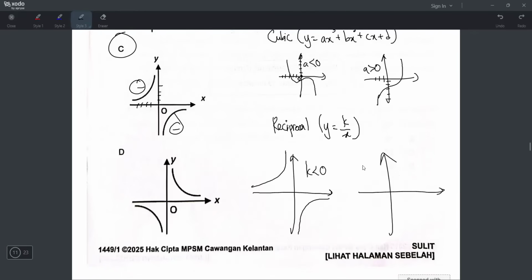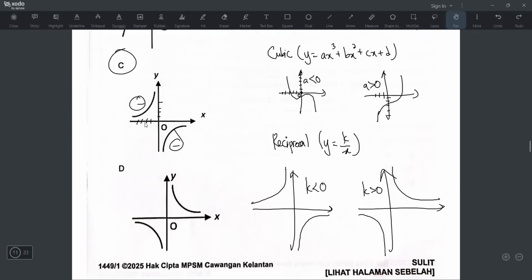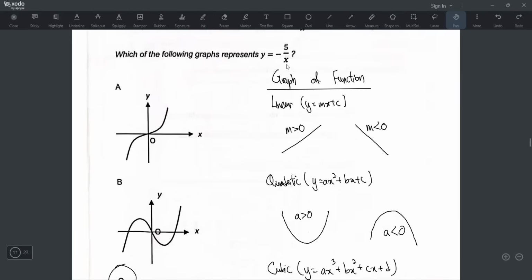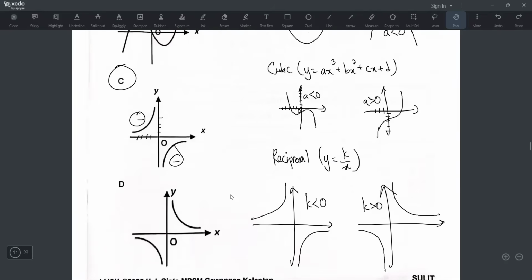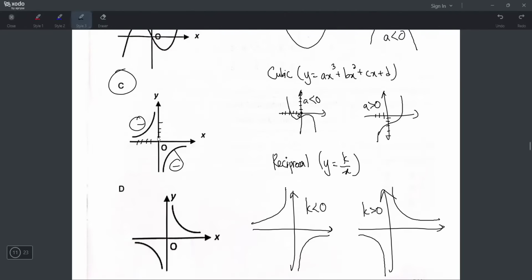Now what if your k is bigger than 0? Your k is positive. Your reciprocal curve will be like this and like this, the opposite side. So now you understand why the answer is C, right? Because the equation is -5 over x. So it's a reciprocal graph, and the k is negative. That's why it's this side and this side. That's why just now you saw me put the line, then check positive, negative, and then check whether it's a negative region or not. So the answer is C.